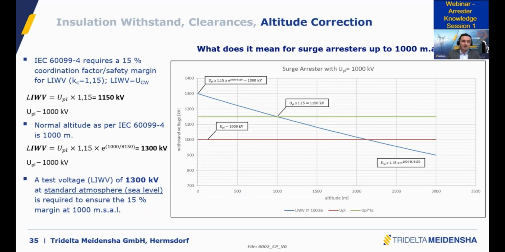Let's say the required lightning impulse withstand voltage is the protection level at nominal discharge current times 1.15 times the exponential of the altitude divided by 8,150. So you can see here what should be tested to ensure the performance up to 1,000 meters. So you need to test 1,300 kV lightning impulse.